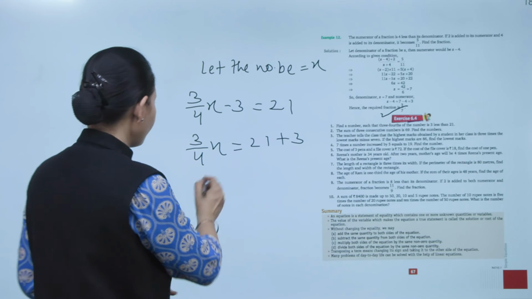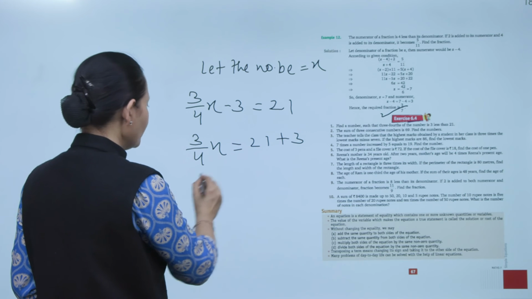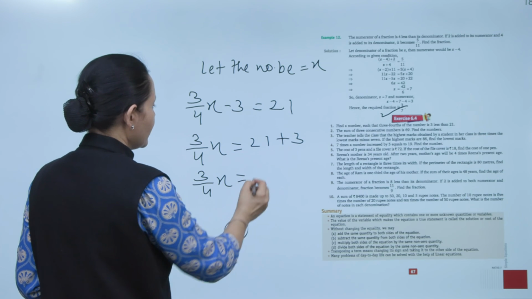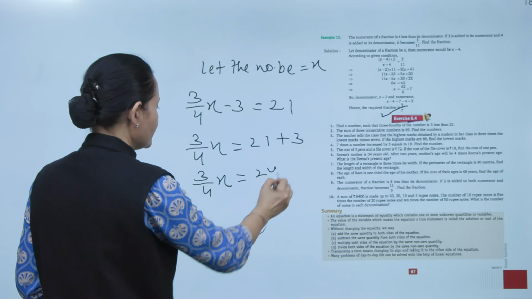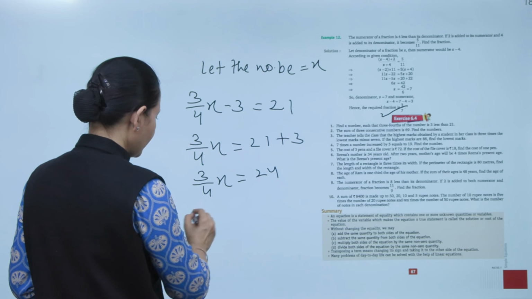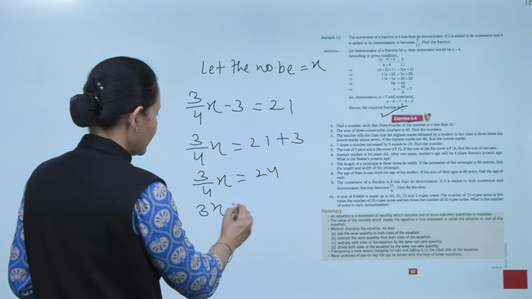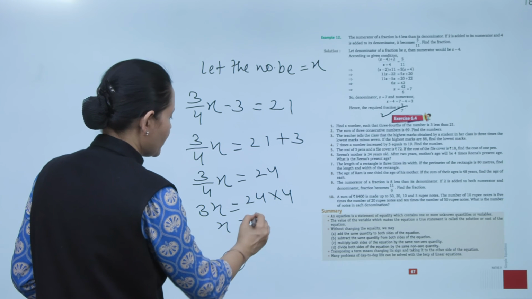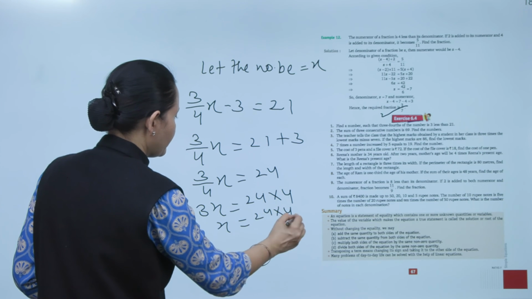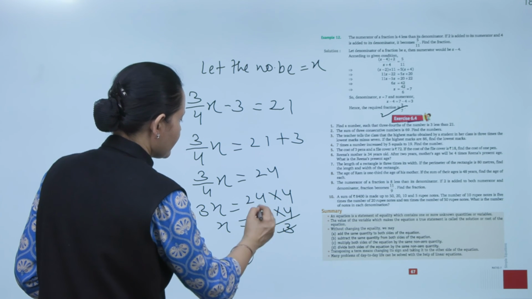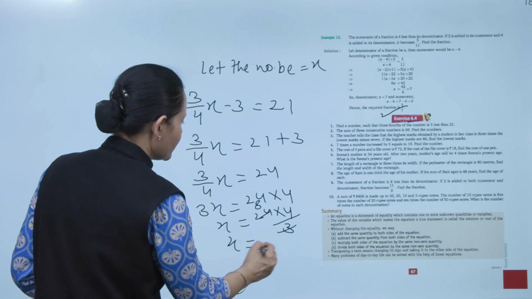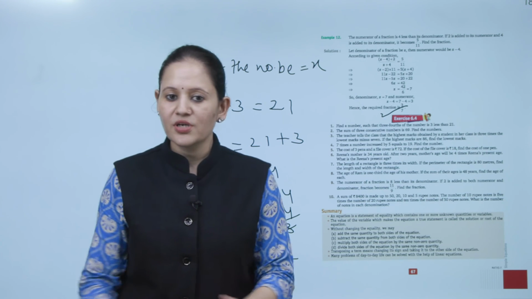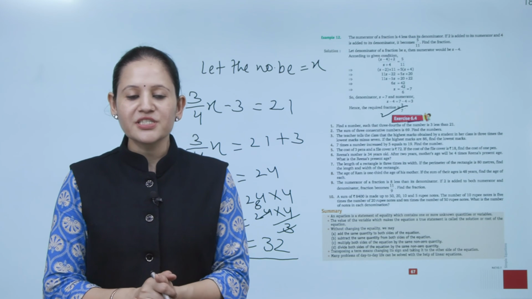Clear? So 3/4 x equals 21 plus 3, that is 24. So 3x equals 24 into 4. x equals 24 into 4 upon 3. So x equals 32. So the number will be 32. Clear? So practice all the questions of this exercise.